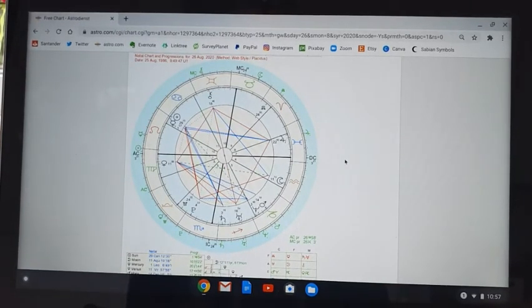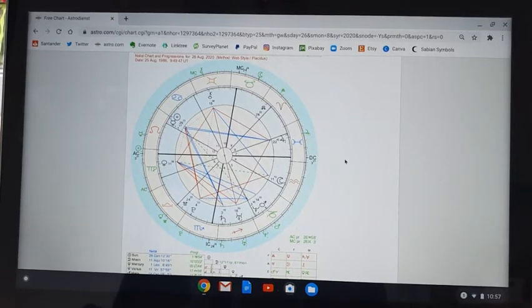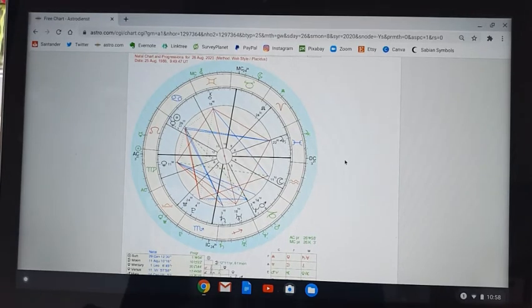So what is a progress chart? It's a chart that moves your natal placements one day for a whole year. So an example, if your sun is natally at 14 degrees Leo and you were born 1985, your progress chart in 1986 will have moved your sun to 15 degrees Leo.